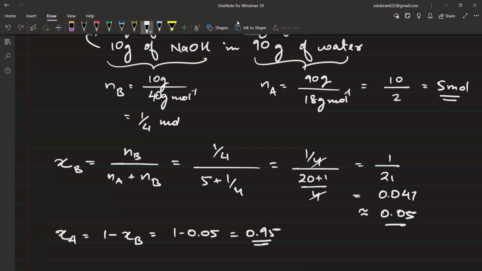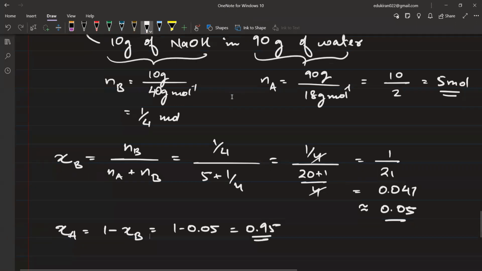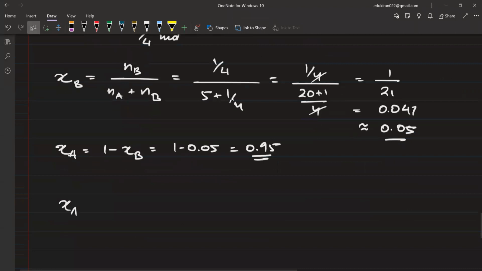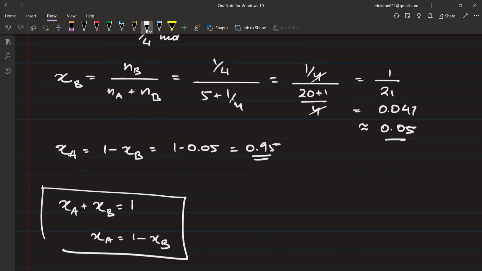Why no? I told you. We saw this, right? Chi A plus chi B is equal to how much? Tell me. Chi A plus chi B. 1. So chi A will be equal to 1 minus chi B. Now you got it? Yes or no? Please tell me. Yes. Okay.